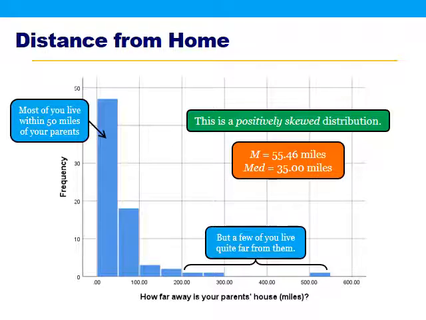And the reason for that, again, is because we have a small number of unusually high scores that cause the mean to go up. It inflates the mean, meaning it makes the mean larger than maybe it should be. It would probably be more accurate to say that the typical person in this class has parents who live about 35 miles from campus, meaning half of you are less than 35 miles, half of you are more than 35 miles.